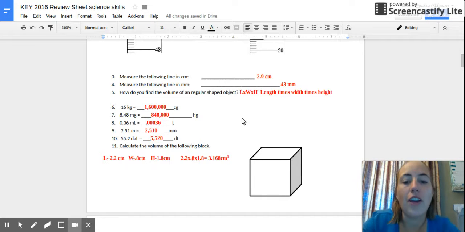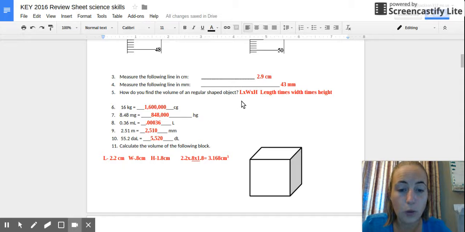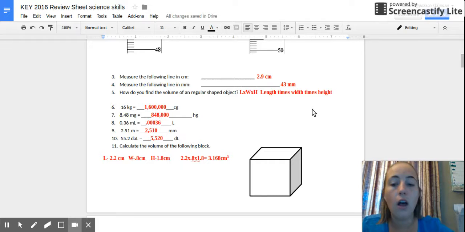How do you find the volume of a regular shaped object? Regular shaped objects would be like a box, that has length, width, and height, easily done. So length times width times height. I did it in symbols and then I did it in words. So they're the same answer, just different ways to look at it.